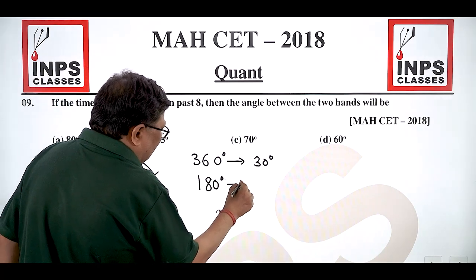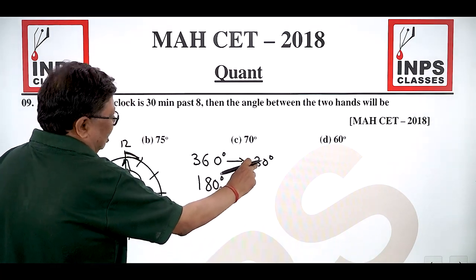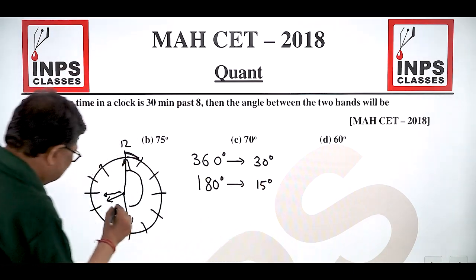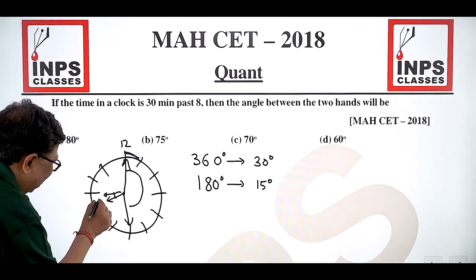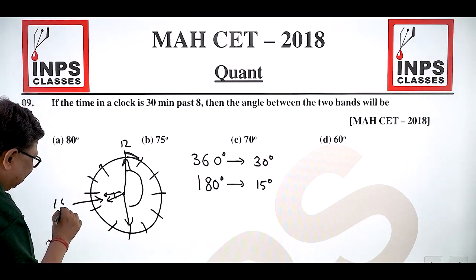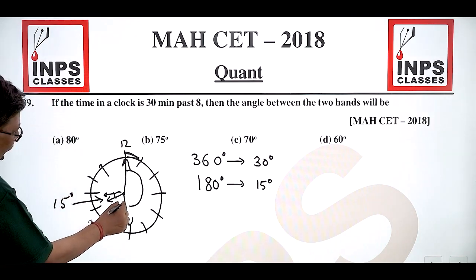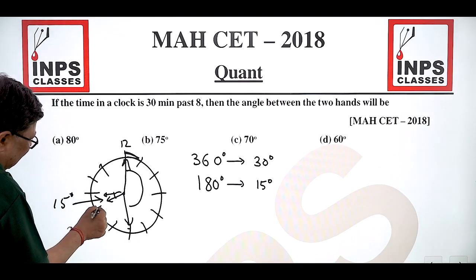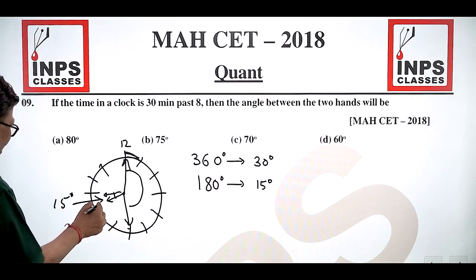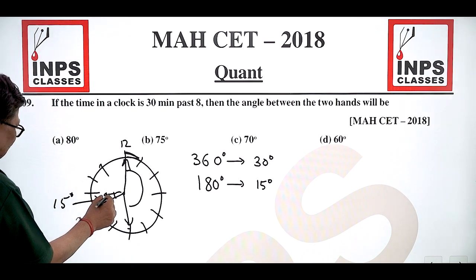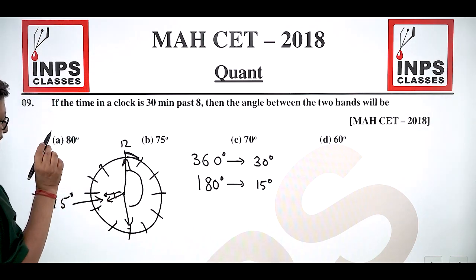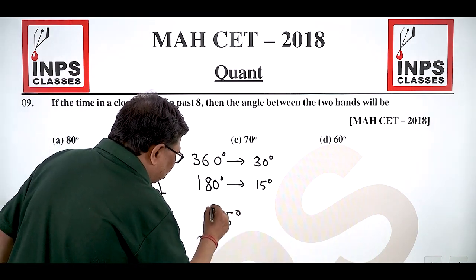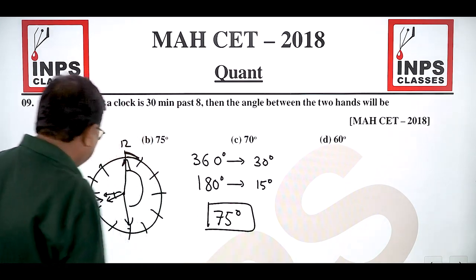the hour hand would have moved half of this, because this is half, so half of 30, that is 15 degrees. So this angle here would be 15 degrees. The minute hand is exactly at 6. So, from 6 this is 30, 60, and from here 15 degrees more, that is 75. So, total it comes to 75 degrees. The angle between the two hands of the clock would be 75 degrees.